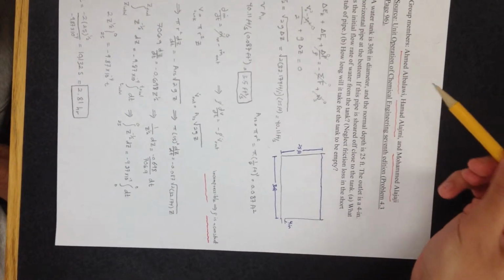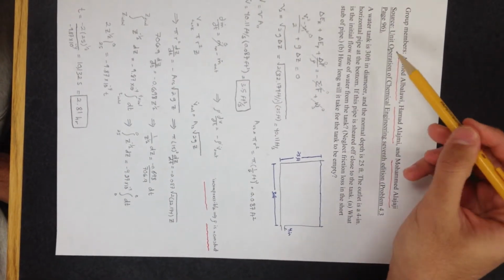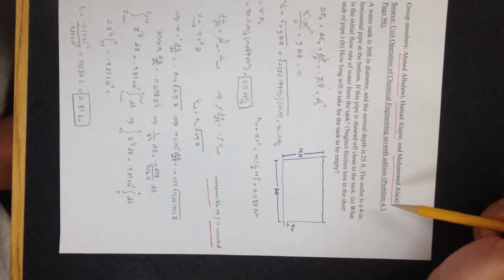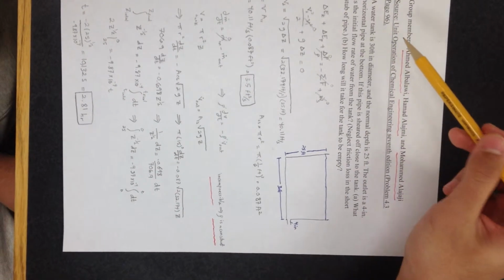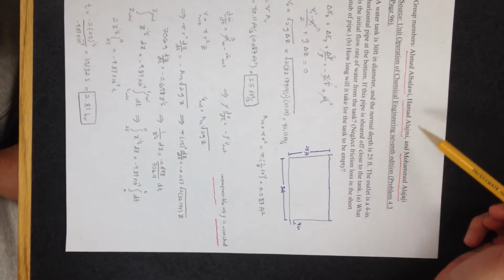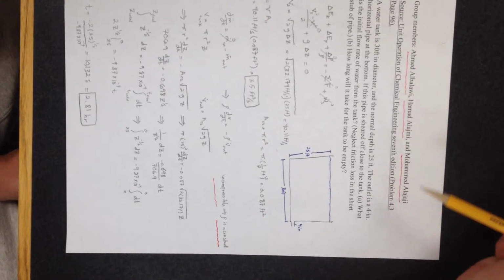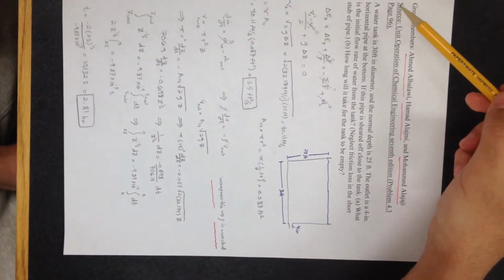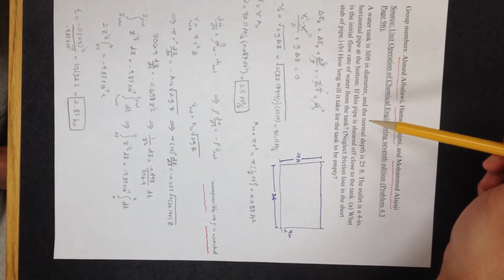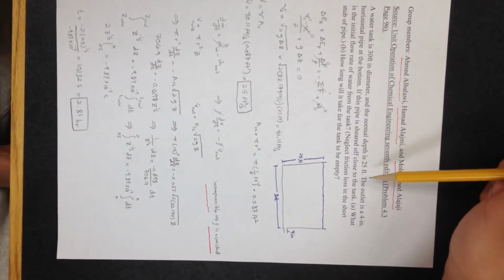This is the macroscopic question that we got from Unit Operations of Chemical Engineering, 7th edition, problem 4.3 on page 96. The group members are Ahmed Al-Baloui, Hamad Al-Ajmi, and Muhammad Al-Ajaji.